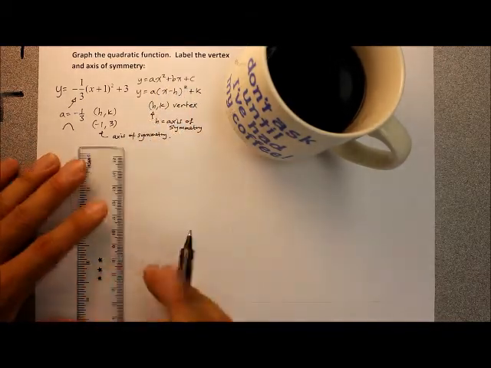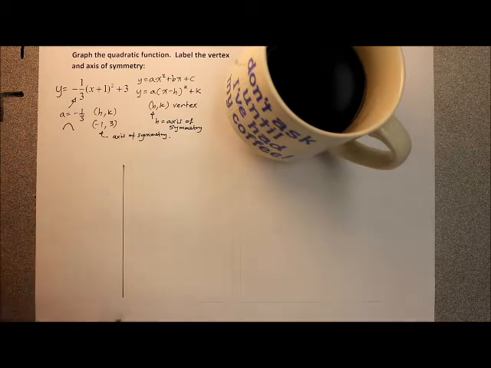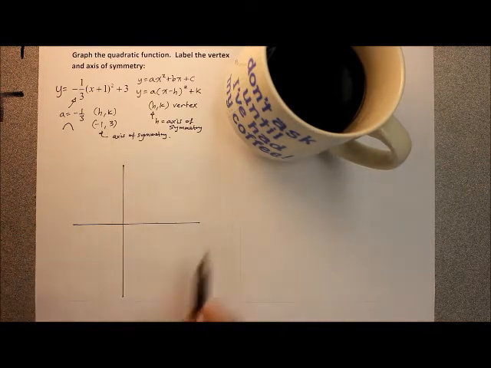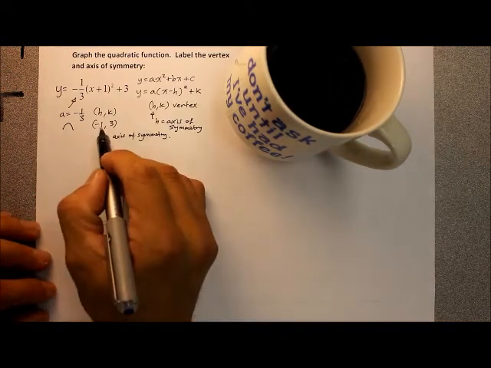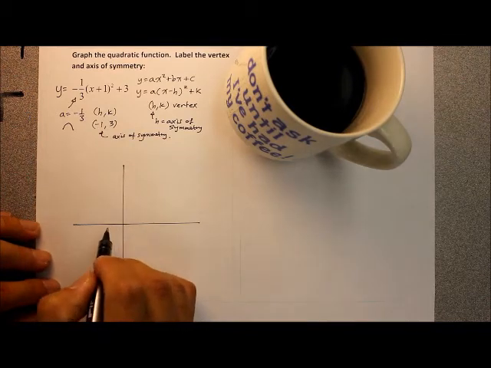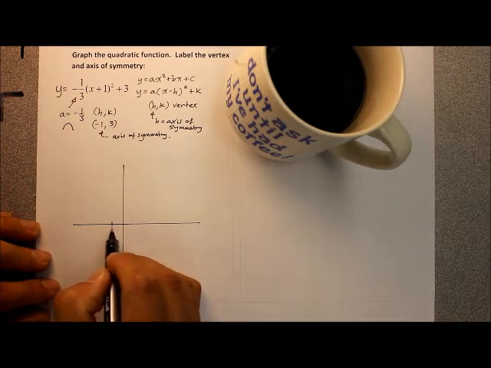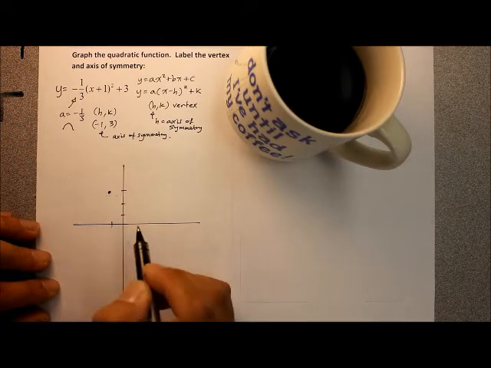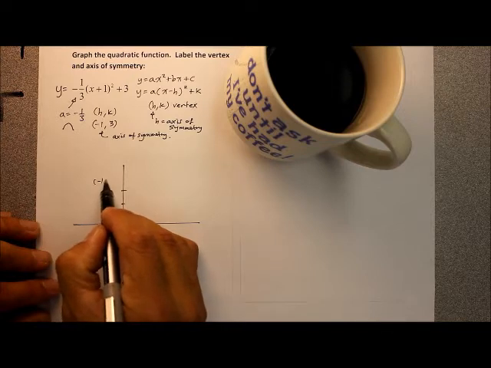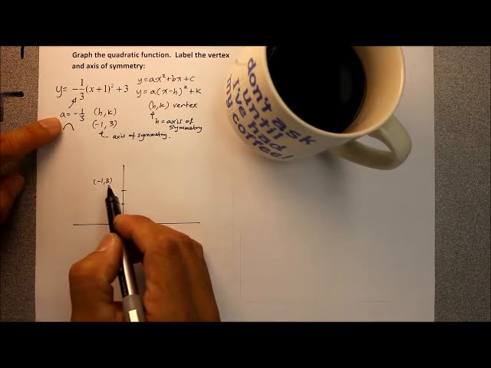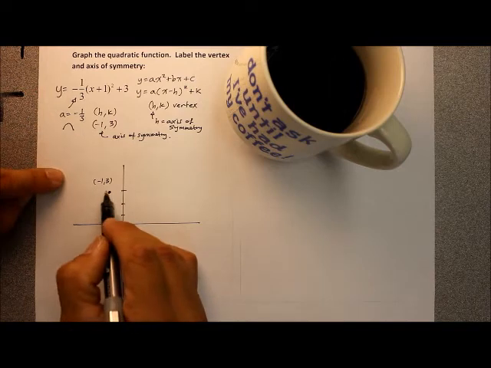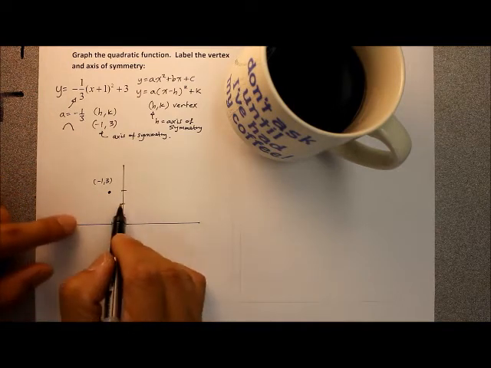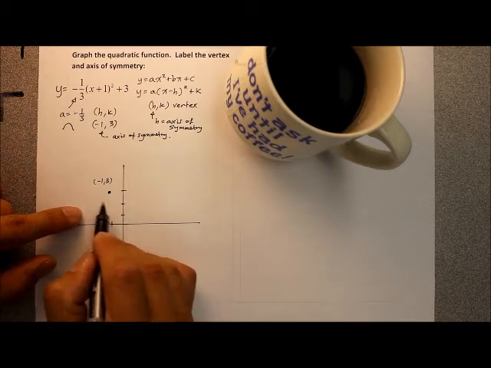So let's go ahead and start drawing the parabola. The vertex is at negative 1 and 3. That is negative 1, which is the x, and 3: 1, 2, 3. There it is. Since the coefficient a is negative, it's going to open downward. We know what it's going to look like, but we need to find some second points. To draw a line, we need at least 2 points.